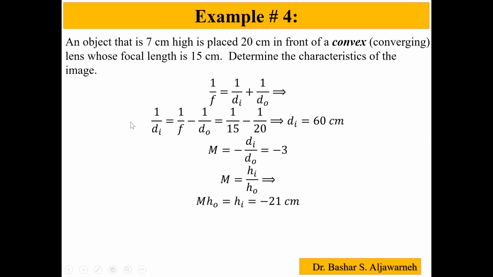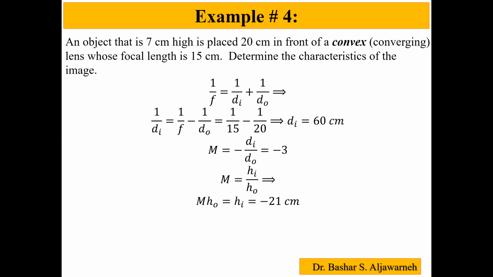An object that is 7 centimeter is placed 20 centimeter in front of a concave lens whose focal length is 15 centimeter. Determine the characteristics of the image. Okay, let us take this example, or take it as pieces. At the beginning, the height of the object is 7 centimeter. The distance of the object from the lens is 20 centimeter, whereas the focal length here is 15 centimeter.